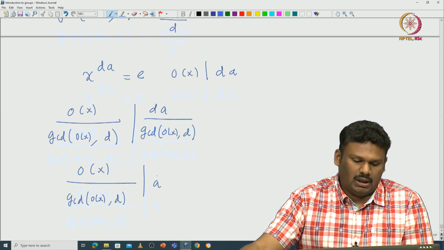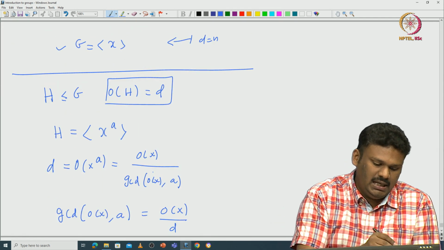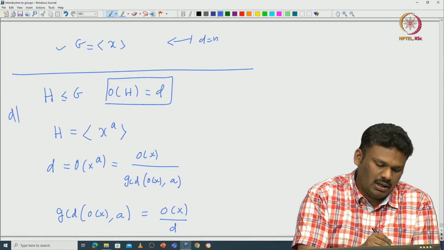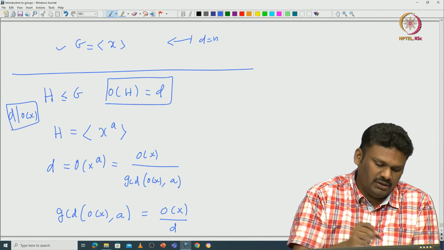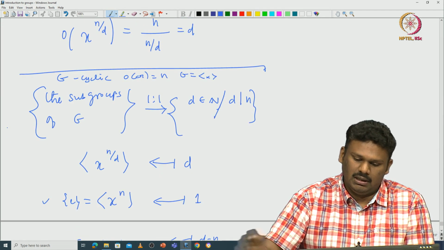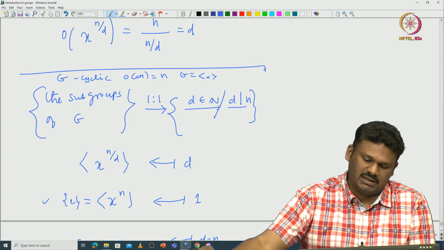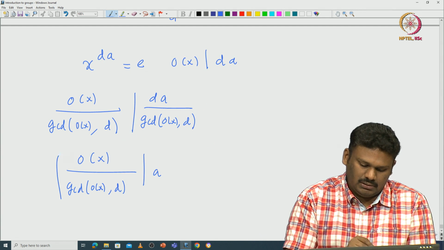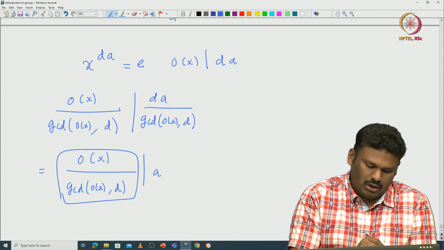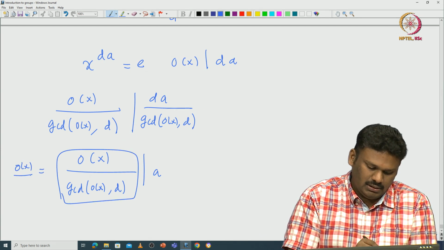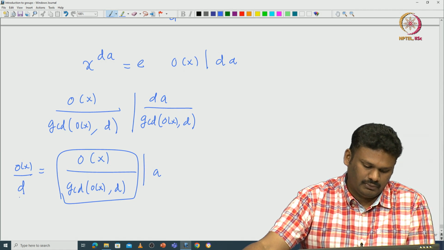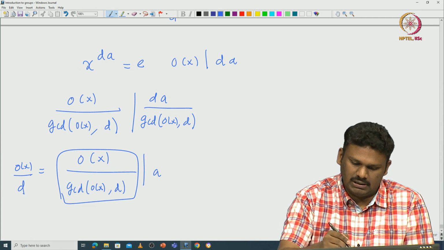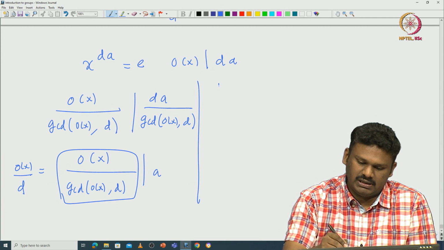Okay. But already what is given? Given is d already divides the order of x. So, that is how we started, because d is all those n such that d divides n. So, that means this number is nothing but the order of x divided by d. Okay, that is immediate from here. So, this n by d divides a.